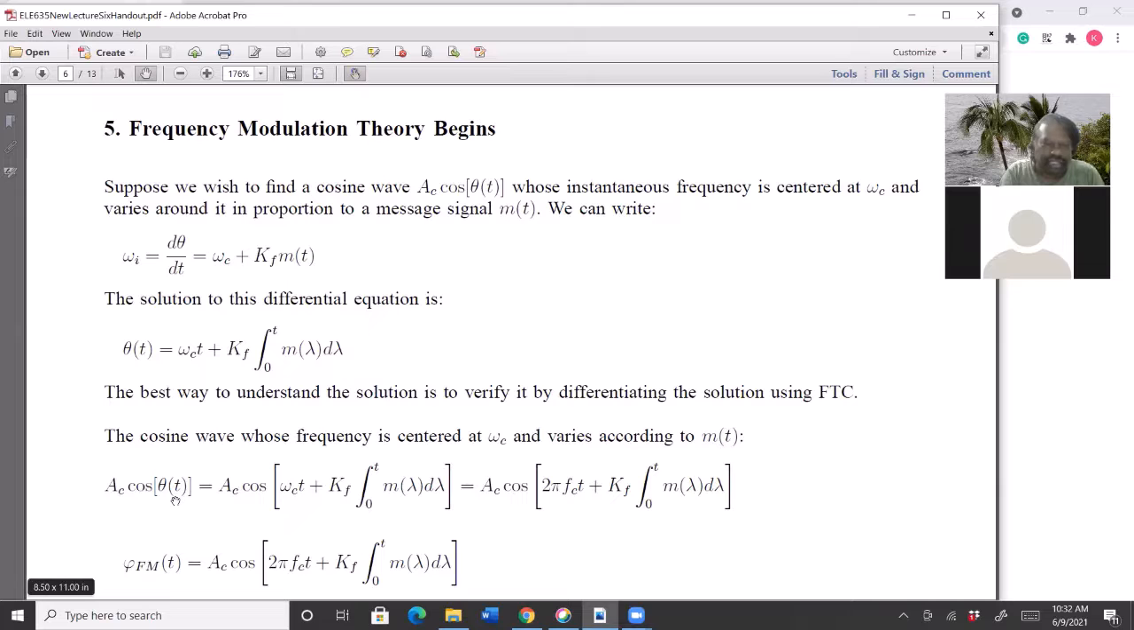So I put that in for theta t and I have this. And what did I do here? For omega c, I have written 2 pi f c t. That's it. I didn't change this. So finally, I have the equation for the FM modulated signal: A sub c cosine of 2 pi f c t plus k f times the integral from 0 to t of m lambda d lambda. What is m here? m of t is the message signal. Here we just use a new notation, m lambda d lambda. I mean, we have renamed the variable, but other than that, the message signal remains m of t.